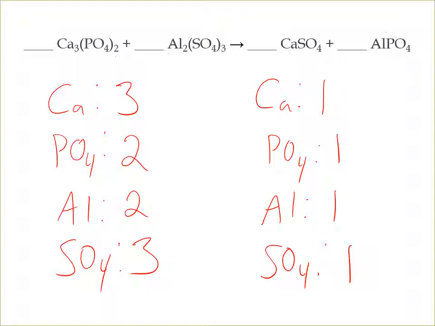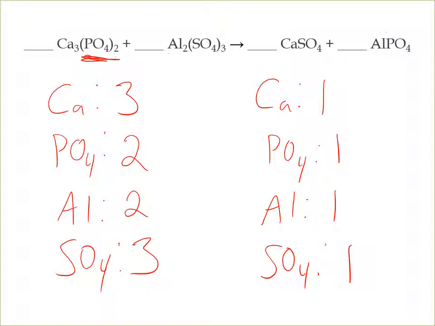Now I can look at these and try to compare. I see that the CAs are unbalanced, the PO4s are unbalanced, the ALs are unbalanced, and the SO4s are unbalanced. So again, it does not matter where I'm going to start, but I just always do it. When I see this polyatomic, I just really want to get that out of the way and start there. I think that makes it a lot easier. If you go that way, I feel like it always kind of steers you in the right direction, says, now you need to do this.